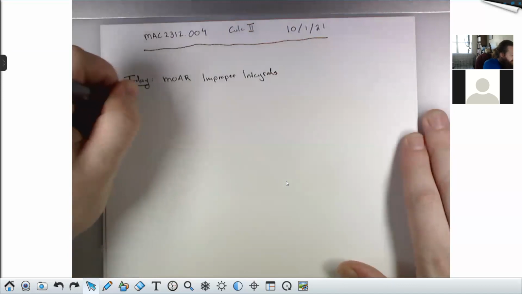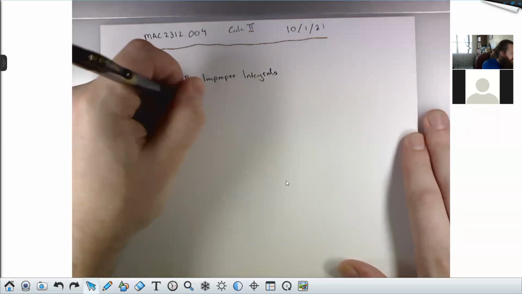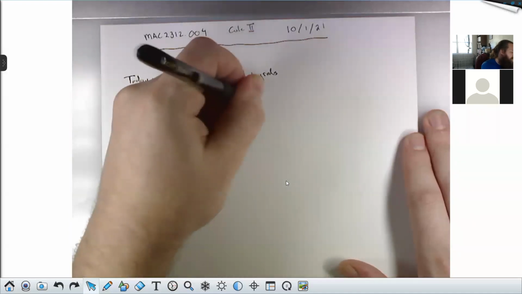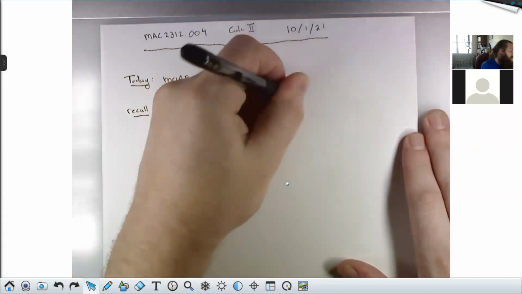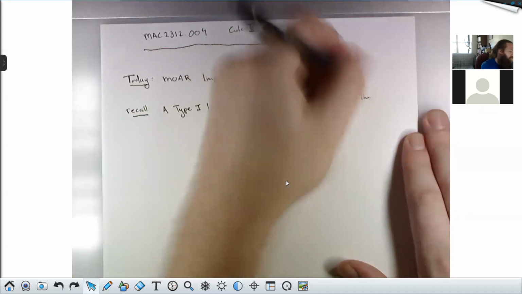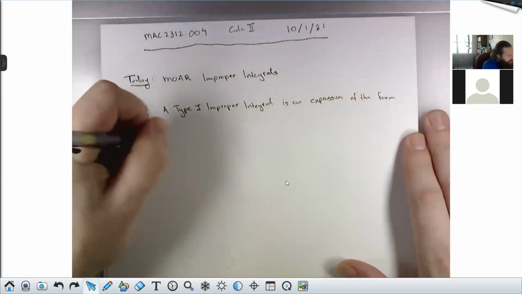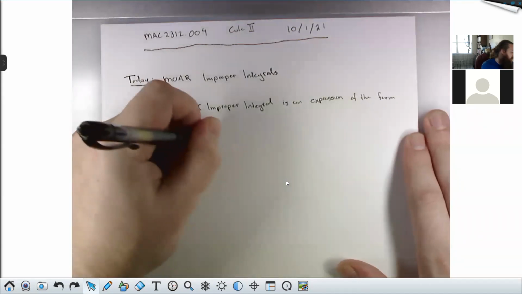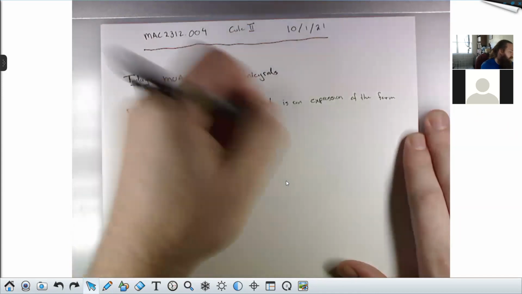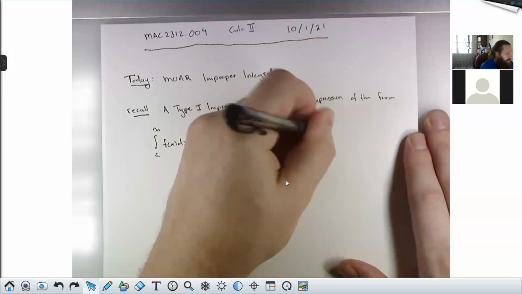Maybe we'll begin by saying, recall, a type 1 improper integral, an expression of the form could be like integral from a to infinity of f of x dx, or something like maybe negative infinity to a of f of x dx, or in the gnarliest of all possible cases, integral from negative infinity to infinity of f of x dx.